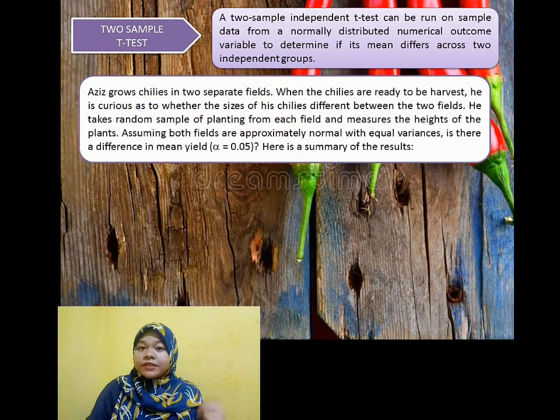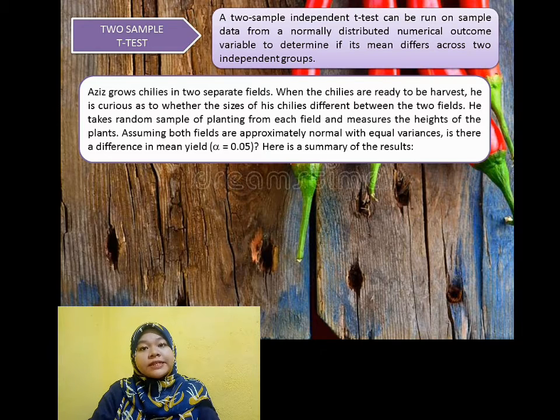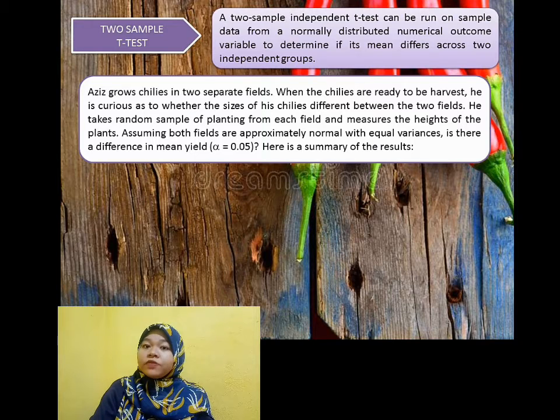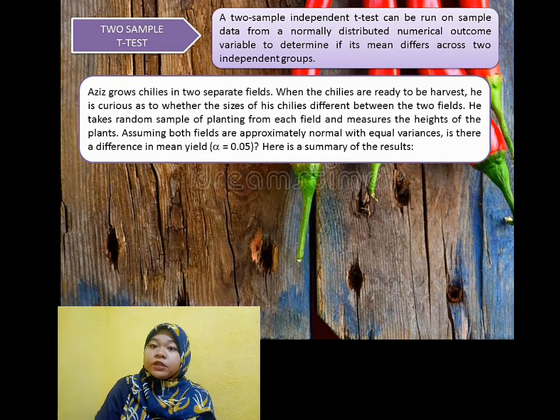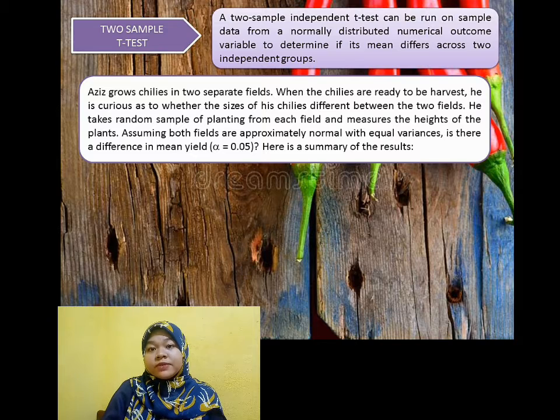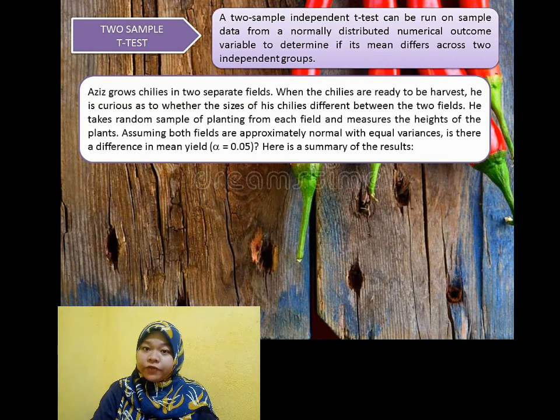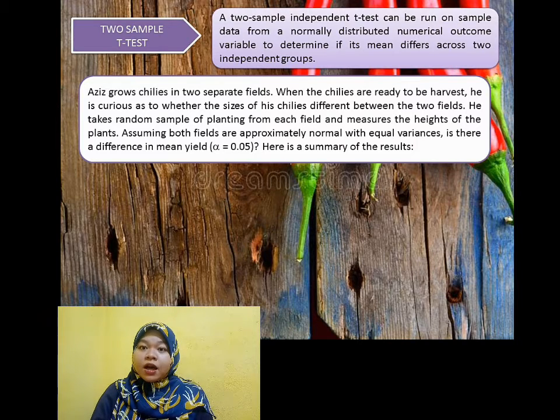For an example of the study, Aziz grows chili in two separate fields. When the chilies are ready to be harvested, he is curious as to whether the sizes of his chilies differ between the two fields. He takes a random sample of plants from each field and measures the heights of the plants, assuming both fields are approximately normal with equal variance. Is there a difference in mean yield? Alpha 0.05. Here is a summary of the results.